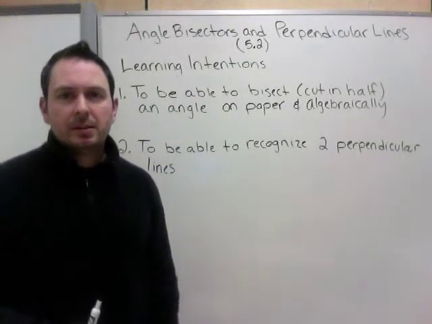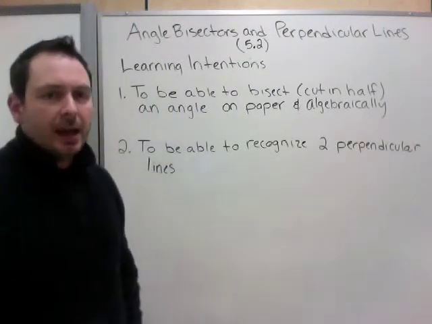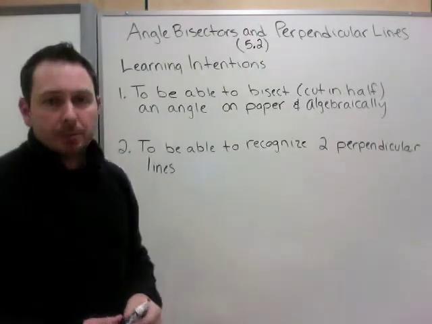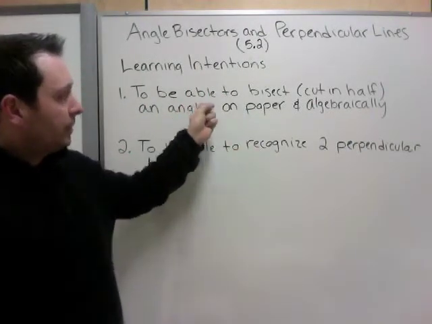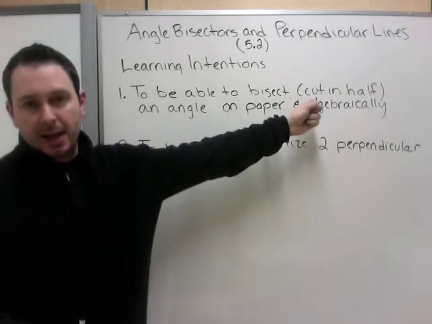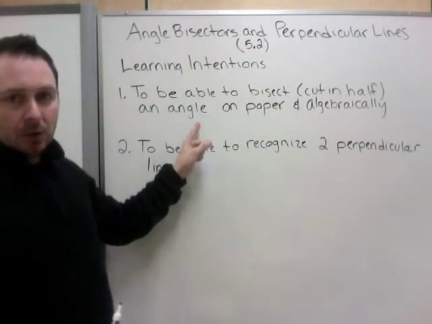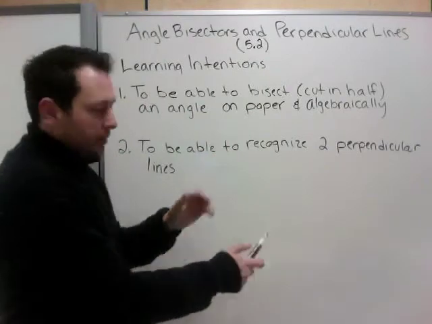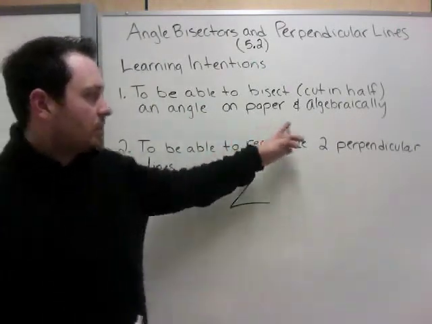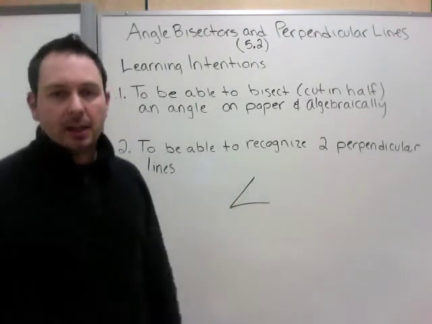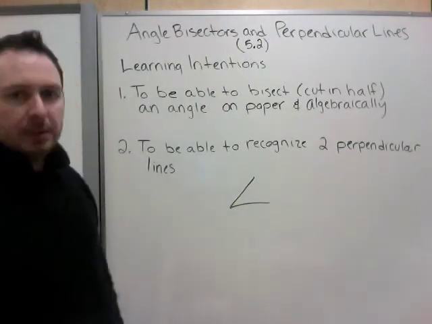Today's lesson is on angles and perpendicular bisectors, and this is section 5.2 if you want to follow along in your book. The learning intentions for today, what you're expected to know by the end, are to be able to bisect, which means to cut in half, an angle on paper. So if we had an angle drawn out like this, you could bisect it perfectly, and also algebraically, which just means math, using numbers and a calculator maybe.